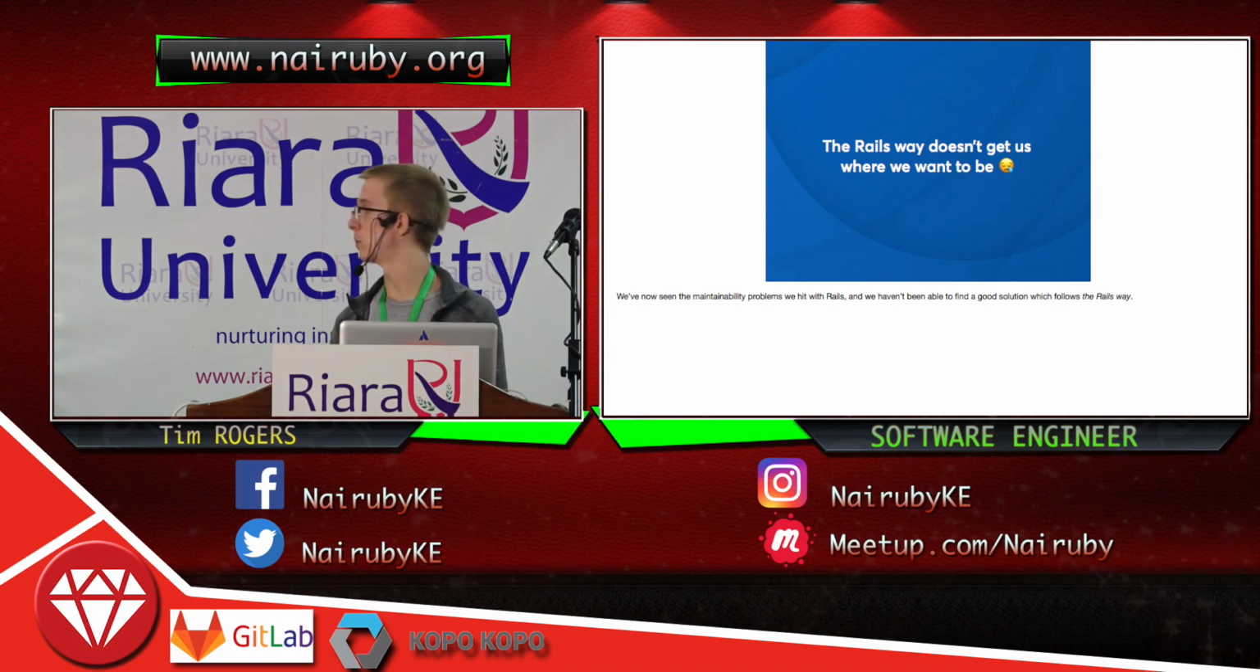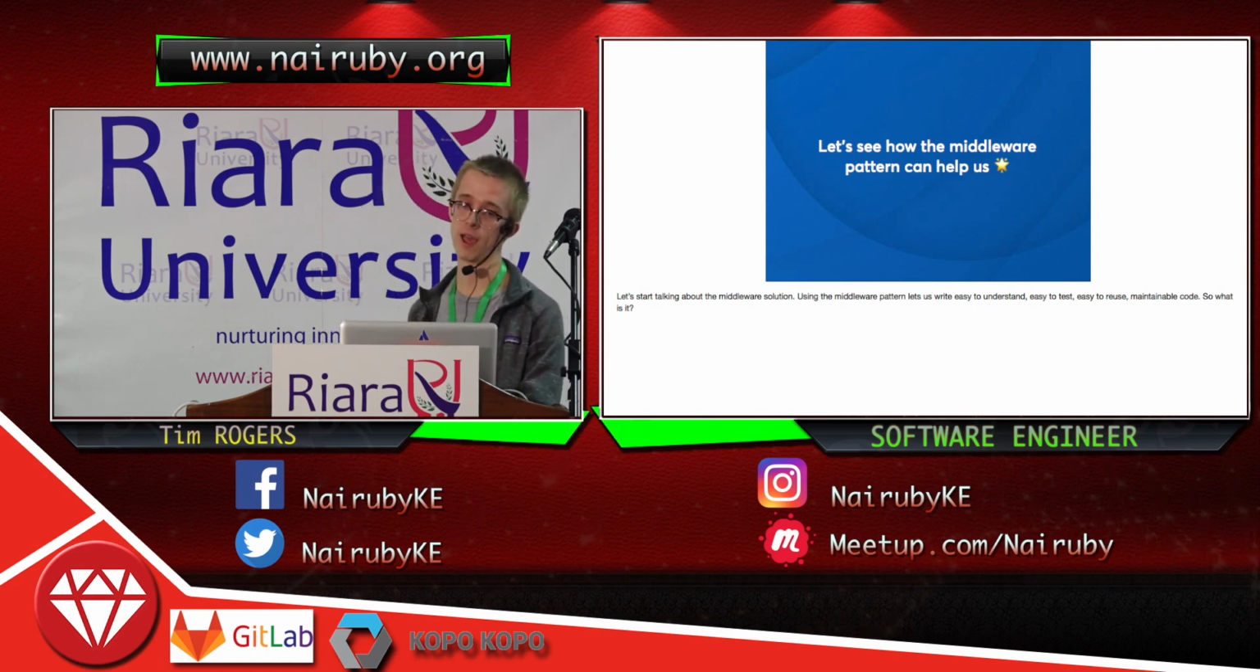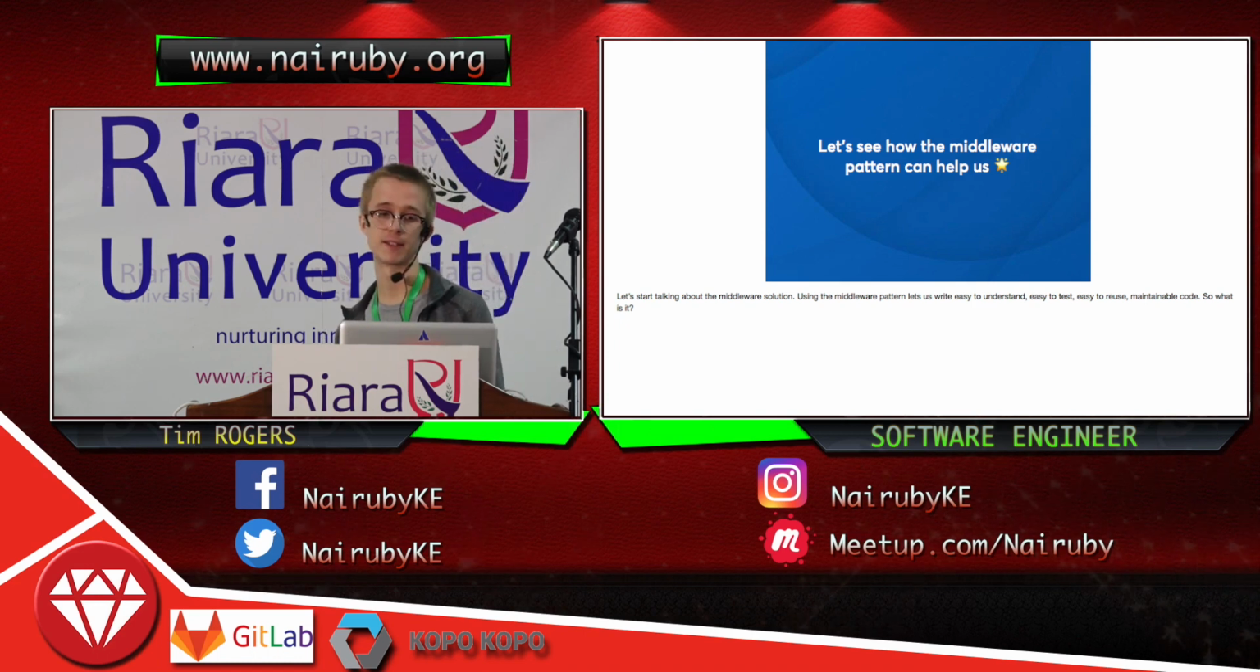So it feels like the Rails way doesn't really give us what we want. It doesn't get us to where we want to be. We haven't been able to find a good solution. So let's see how the middleware pattern can help. Using the middleware pattern helps us to write easy to understand, easy to test, easy to reuse code. So what is it?